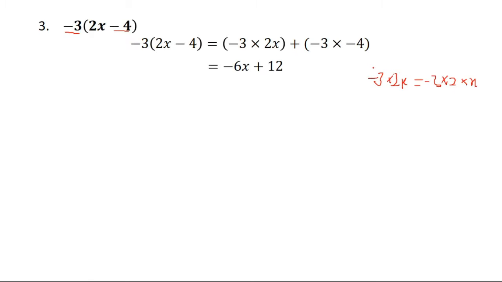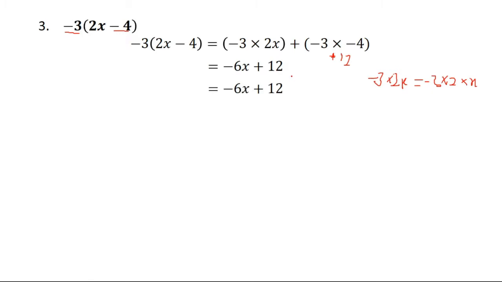Now we said that if you multiply a negative by a negative, you are going to get positive. So minus 3 times minus 4 is giving us positive 12. So we are going to get minus 6 plus 12.